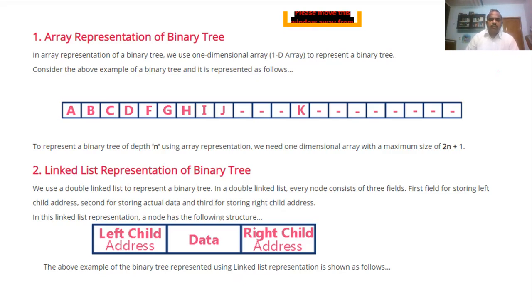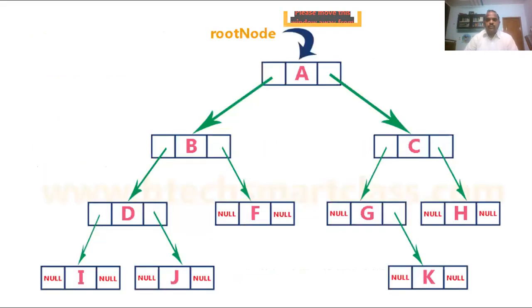The above example of the binary tree represented using linked list representation is as follows. This is the linked list representation. A, this is the node. It has how many parts? It has 3 parts: left, right, and data. Clear? Then B also has 3 parts. Here left, right, then D. Here also 2 parts, left and right. Then the last leaf nodes, I is a leaf node, J is a leaf node.